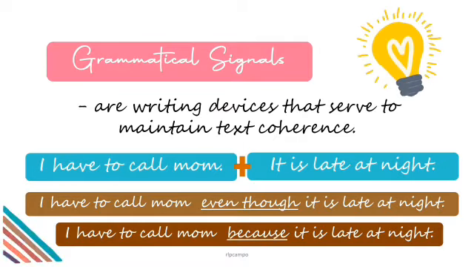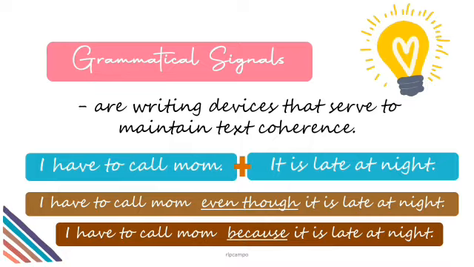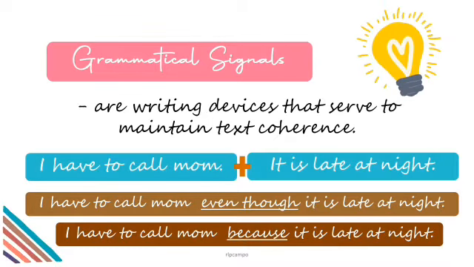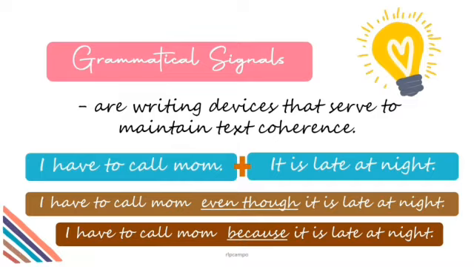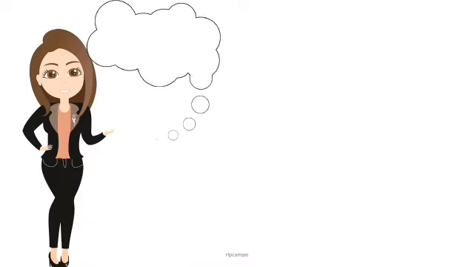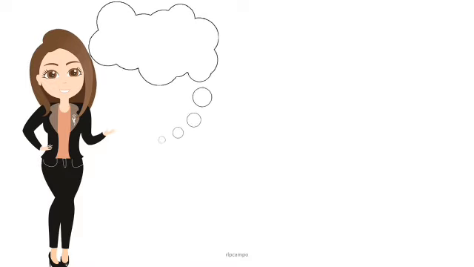I have to call mom because it is late at night. And if this will be our sentence now, it means that probably your mom is still out and you're worried about her. Or the other way around, you are still out and you do not want your mother to be worried. What I'm trying to say is, the meaning of the sentence changes depending on the function of the grammatical signal you use.